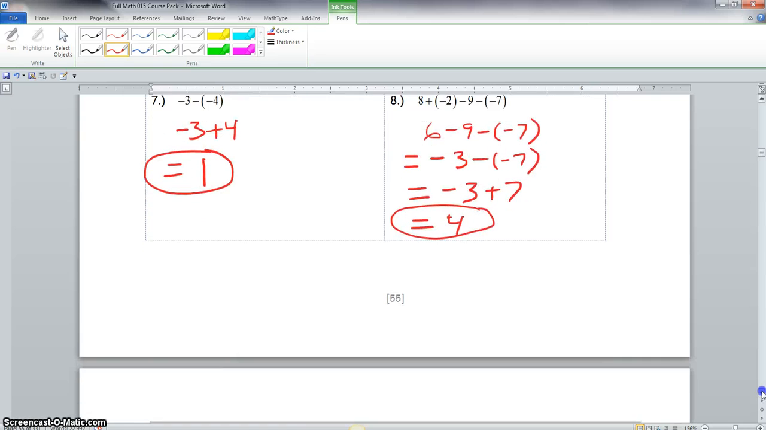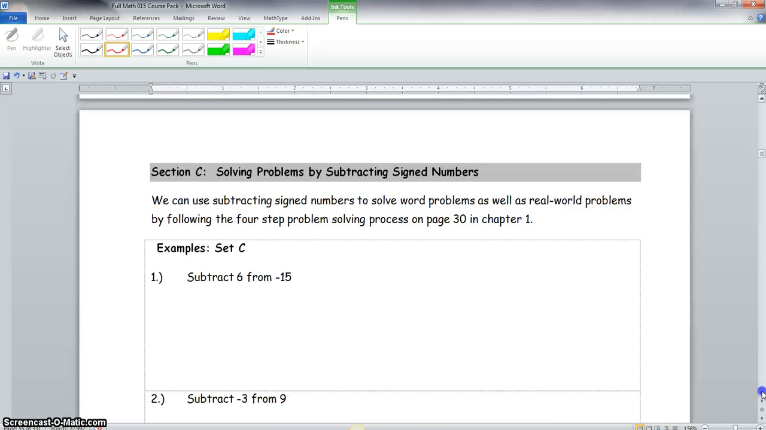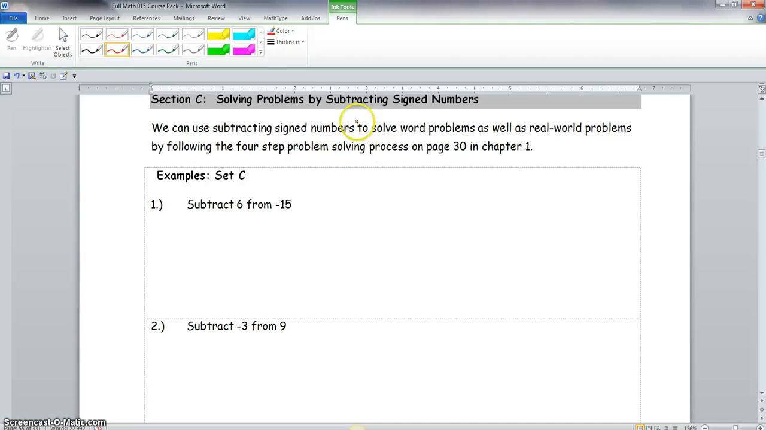So now we scroll down here to section C. It says solve problems by subtracting signed numbers. We can use subtracting signed numbers to solve word problems as well as real world problems by following the 4-step problem solving process. Now we have not done the problem solving process yet, but we can still do this section here. It says subtract 6 from negative 15.